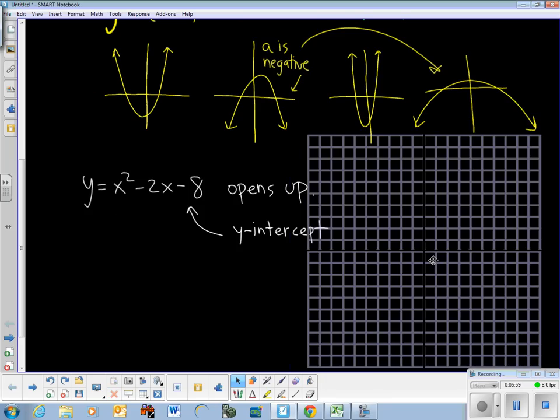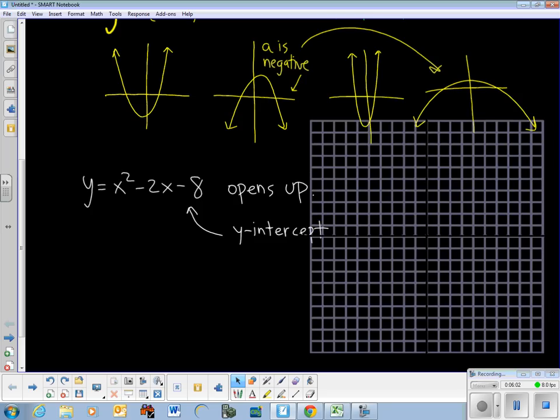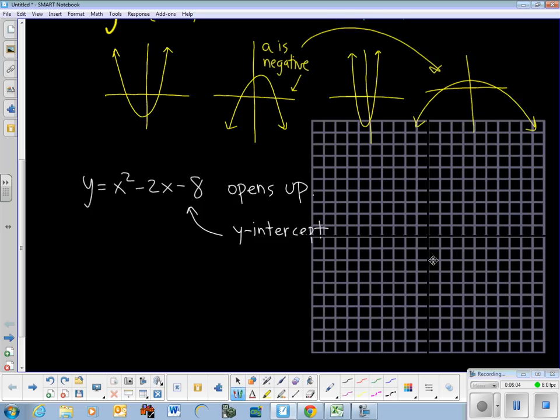All right, it's kind of cool. Big dark graph here. So far what I know, just by looking at this one, it opens upward, it goes through 0, -8. This is a point on my graph. And from standard form, that's really all I can tell.